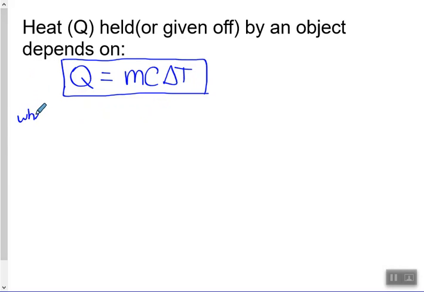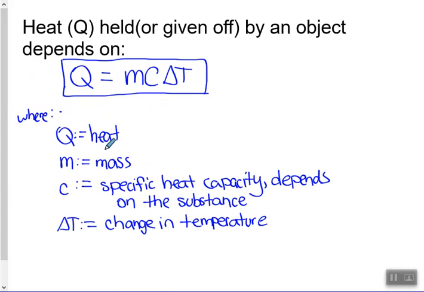Now, defining these variables. So Q is your heat, measured in joules. Remember, a joule is just a unit of energy.